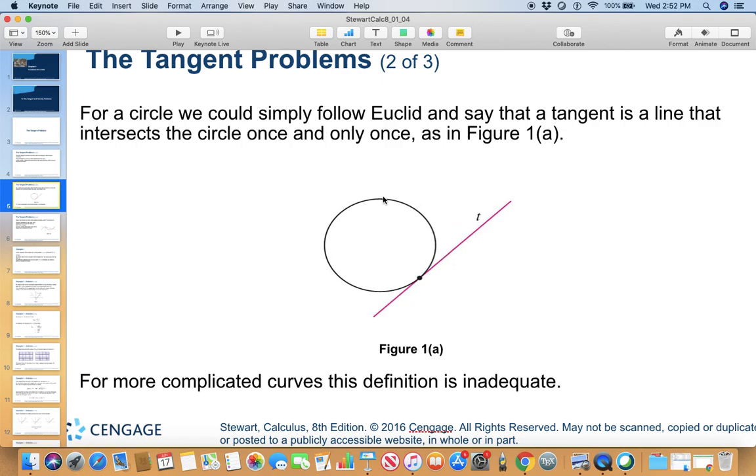Now there are some misconceptions. For a circle, Euclid's definition of tangent was a line that intersects the circle once and only once, like here. Here is a line which touches the circle only once. But for more complicated curves, this definition is inadequate.